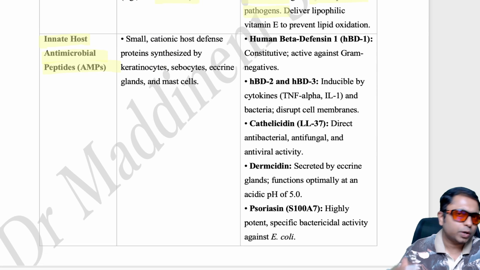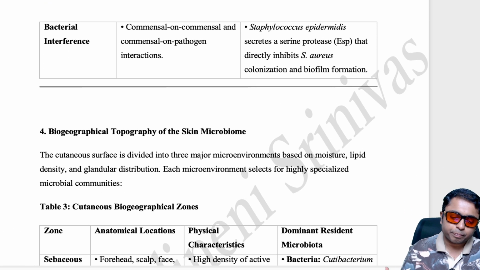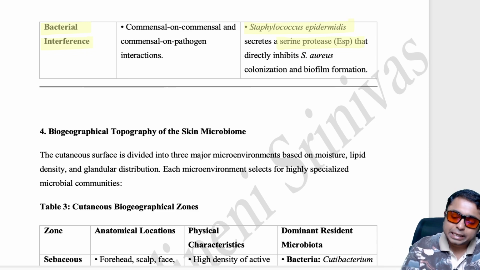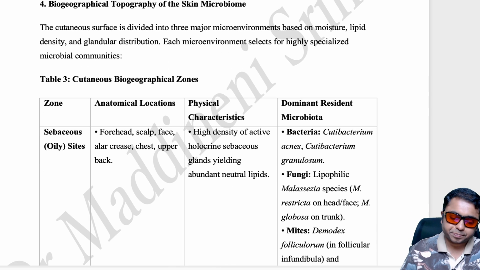So this I have already told you, this we are going to discuss in a separate video, right? And also bacterial interference, like for example Staphylococcus epidermidis, it is going to secrete serine protease that directly is going to inhibit the Staphylococcus aureus, which is obviously a pathogen.